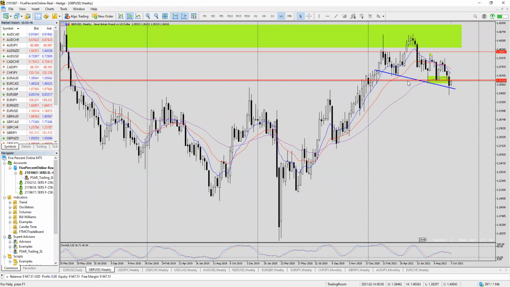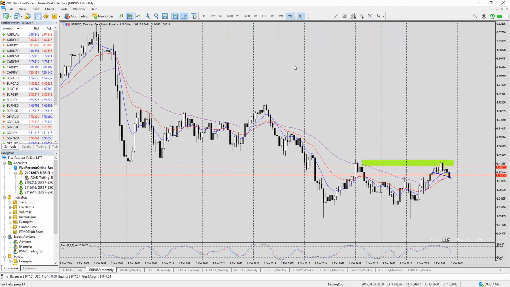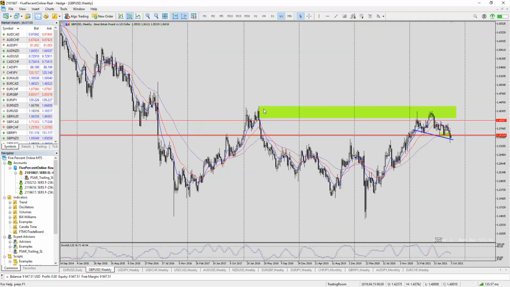Pound dollar is in an interesting formation. It also came down from the weekly or monthly supply around here. You can see this monthly supply or even weekly supply zone here. So it touched it once and twice and then continued downwards.